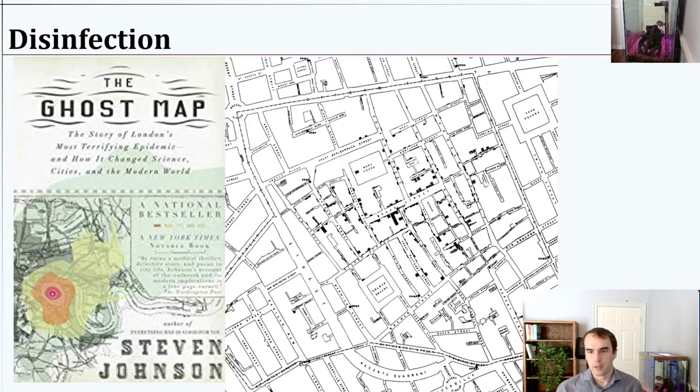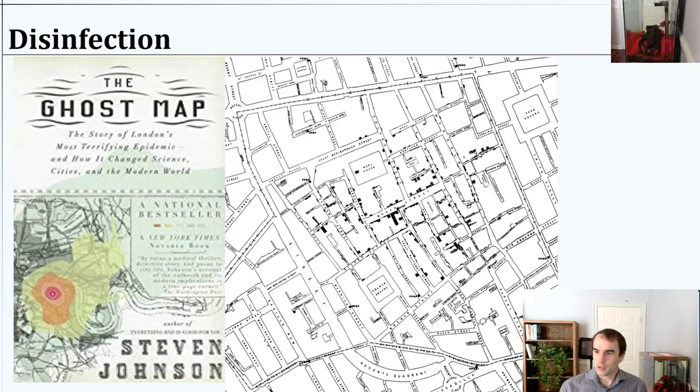The Ghost Map. This is the story of Jon Snow, who, by the way, never had any children. So if I'm related, it's some more distant connection than directly.